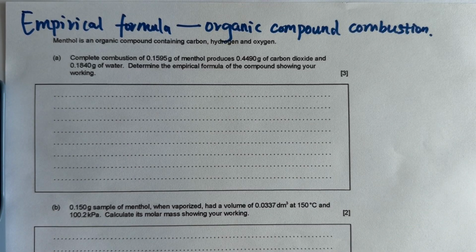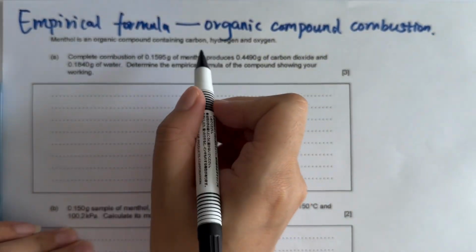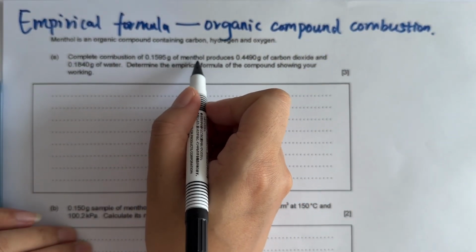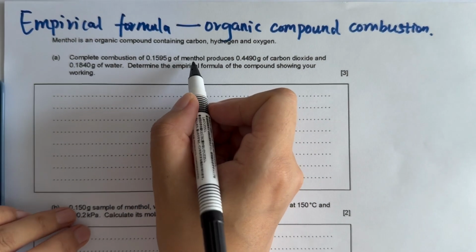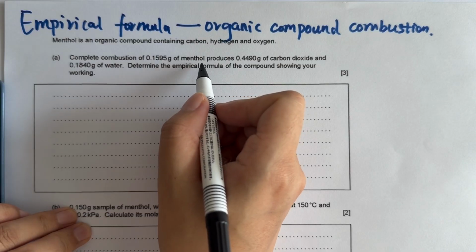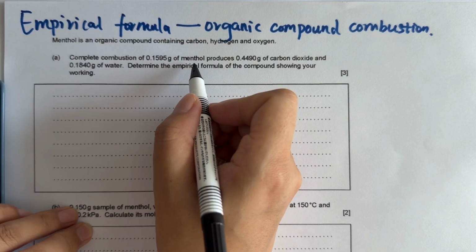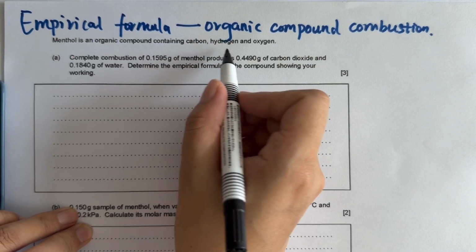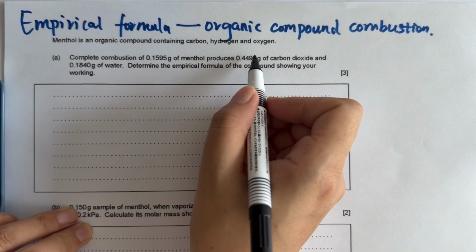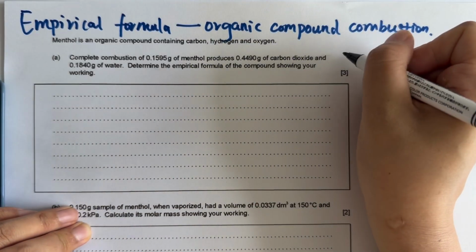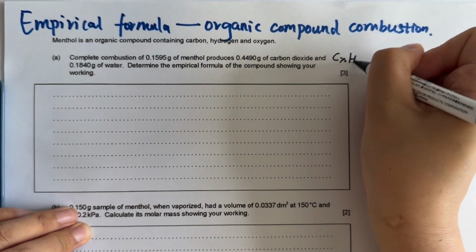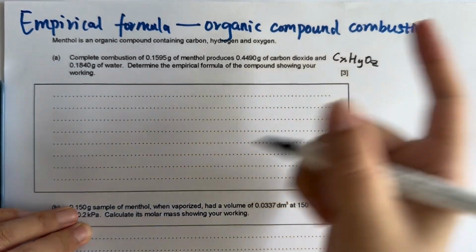Another typical empirical formula determination is for the combustion of organic compounds. So any organic compound, such as here we have menthol, and some of the students will just think methyl is methane. No, menthol is a compound that contains carbon, hydrogen, and oxygen. So in this way, we can just assume that it's CxHyOz. And now let's see.